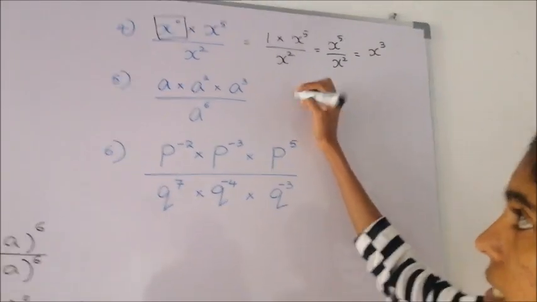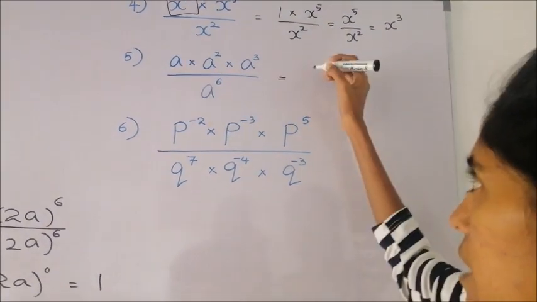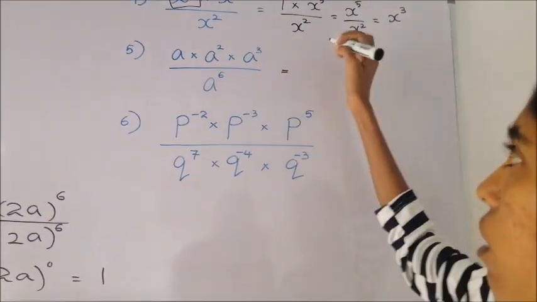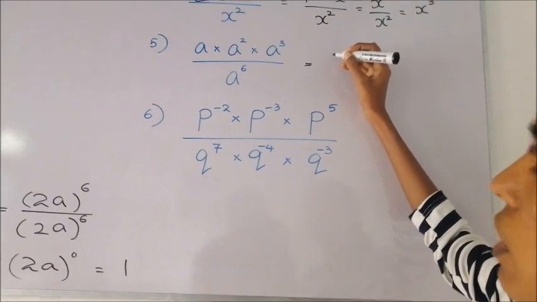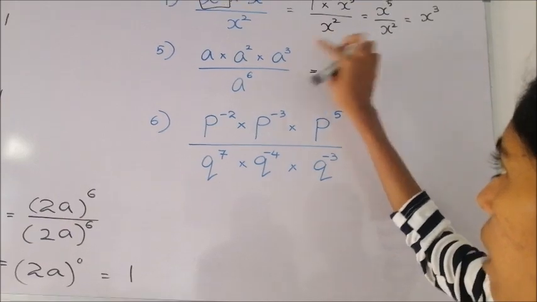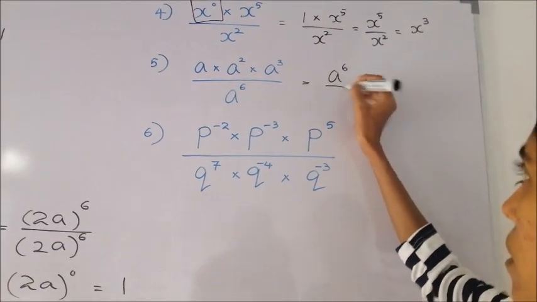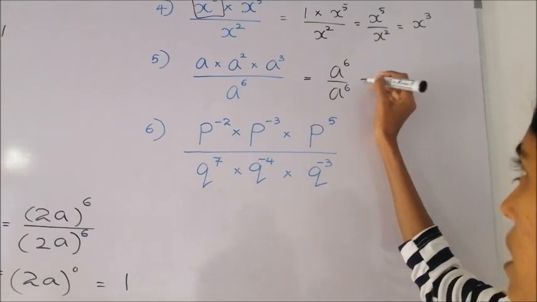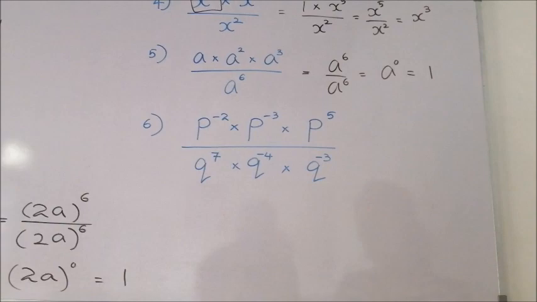Next question. See, same bases can be seen. They are multiplied. That means the product of powers with same bases. So a to the power 3, 2, 1, altogether 6. Divided by a to the power 6. Again when we subtract these two, 0 is coming.